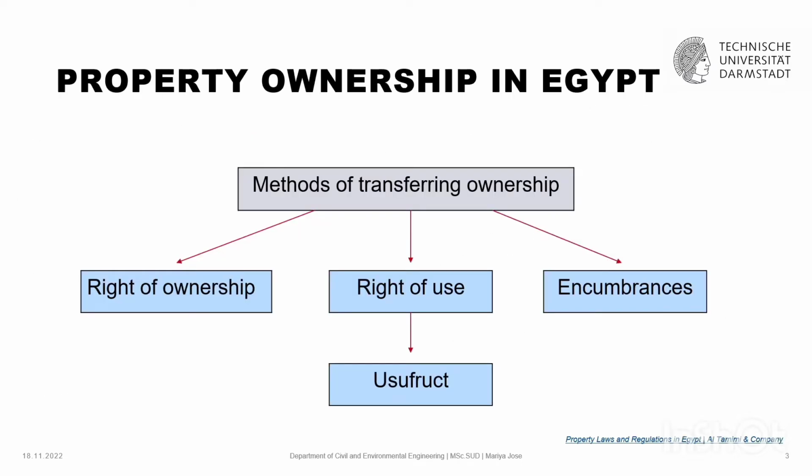And the next one is property ownership in Egypt. In Egypt, property ownership can be transferred in several ways. Some of the most common methods of transferring ownership include the right of ownership, right of use, and the encumbrances. And usufruct comes under the right of use.